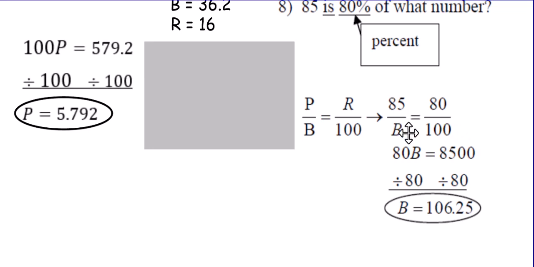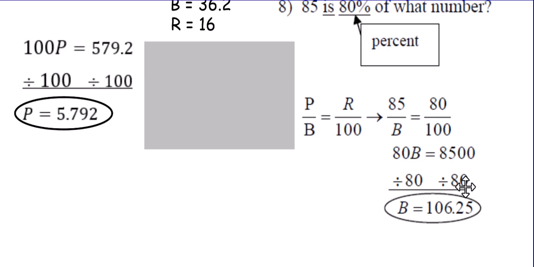When we cross multiply here, 85 times 100 is 8,500. 80 times B is 80B. Divide both sides by 80, and we get that our base is 106.25, and that makes sense. So we can say 85 is 80% of 106.25, and that statement makes sense.